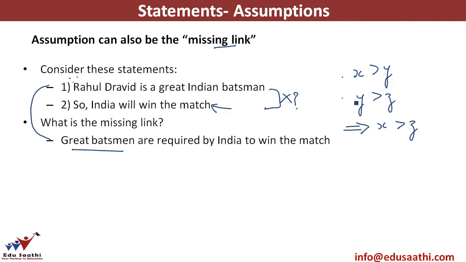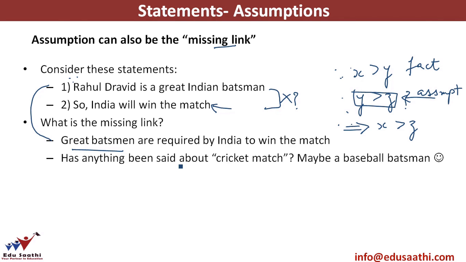Now, in case this second statement is not given and it is said to you that because x is greater than y, therefore x is greater than z, what is the missing link? This missing link is called an assumption. This is called a fact. Okay, I hope this example clarifies a lot of the doubts that you might have.